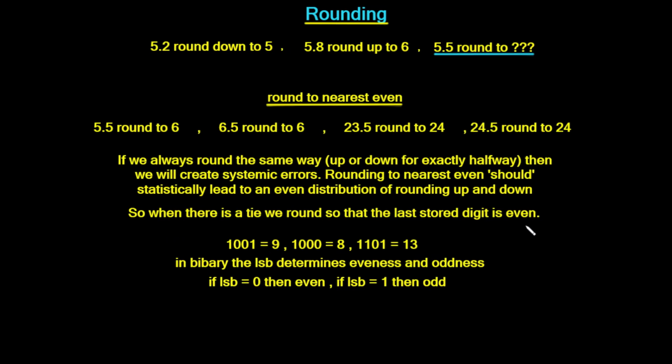So what do we mean by the values of even and oddness whenever we're talking about binary numbers? Well, you can see here we have the binary number 1001, which is a 9, and this is 1 followed by all zeros, which is an 8, and this is 1101, which is 13. Now you'll notice that the odd values only occur when the least significant bit is a value of 1. So in binary, the least significant bit determines the evenness or oddness. So if the least significant bit is a 0, then the number is even. If the least significant bit is a 1, then the number is odd.